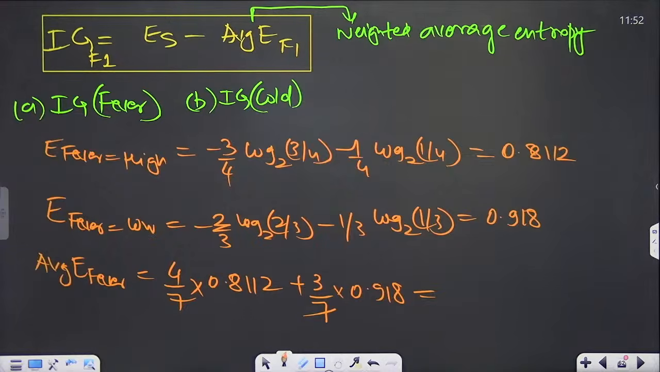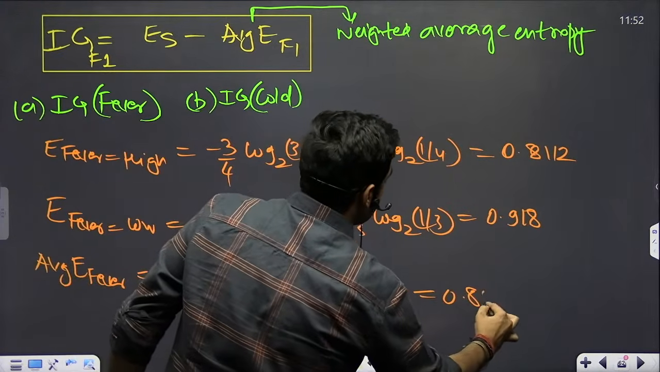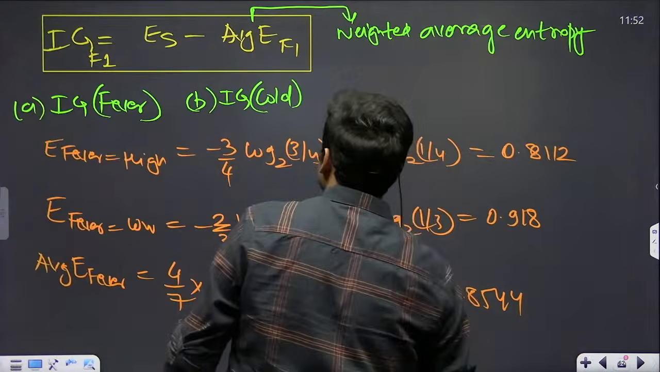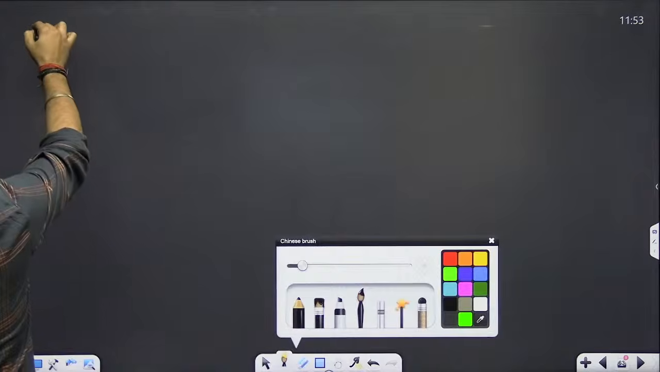So you would be getting around 0.8544. So this is the average entropy of fever. Similarly, we have to calculate the others.